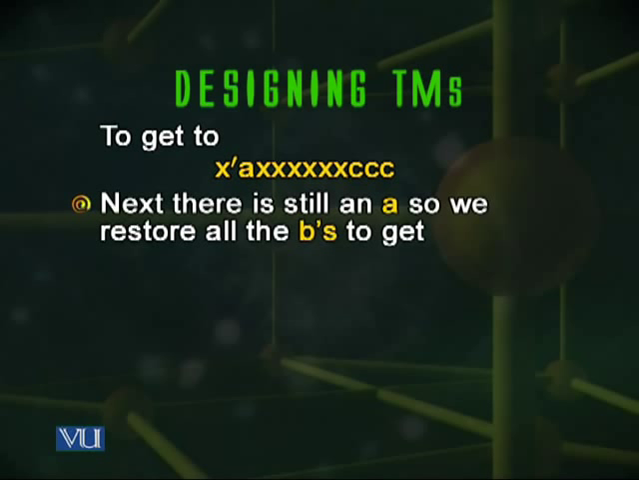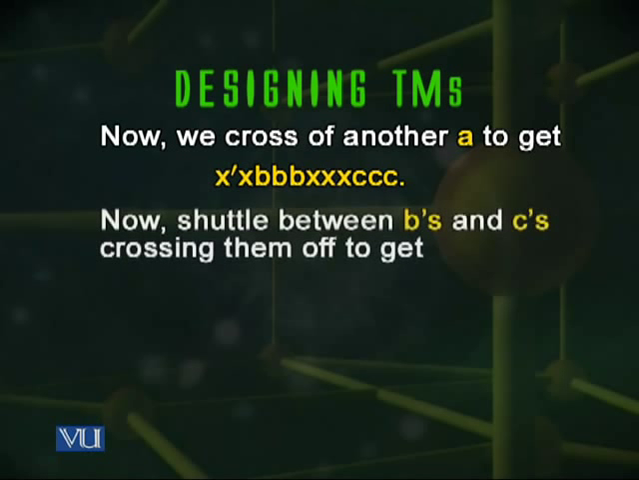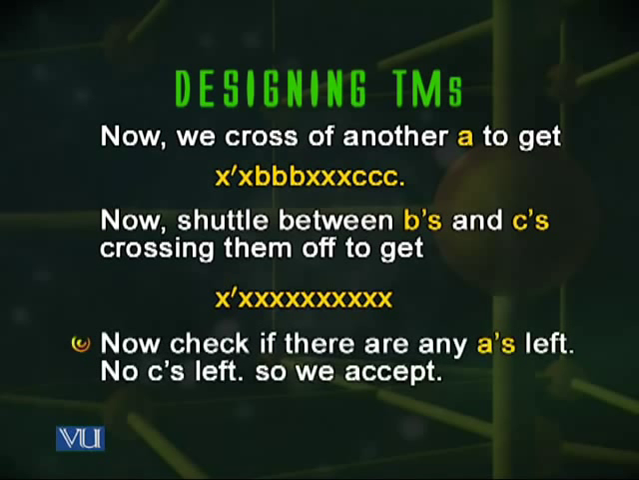In this case, we find there's still one A left, so we will restore all the B's to get X prime, A, B, B, B, X, X, X, C, C, C. Now we cross off another A to get X, X, 3 B's, 3 X's and C's. Now we will shuttle between B's and C's, crossing them off, and in the end we'll get X prime, X, X, X, X double prime, followed by 6 X's. In the next pass, we'll realize there are no A's left and no C's left, so we will accept this input.